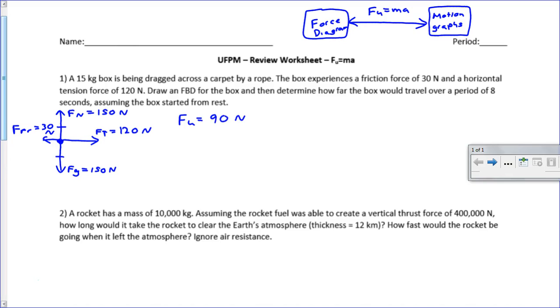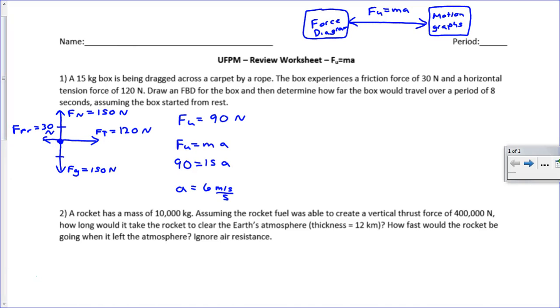The reason that's important is because then we can use the Fu equals Ma equation. We know Fu equals Ma. Now we know the Fu is 90, and the mass was given in the problem as 15. Then we can solve that, and we get that acceleration is 90 over 15, so that equals 6 meters per second squared for our acceleration. Once you know acceleration, you can do some stuff on the motion graphs.